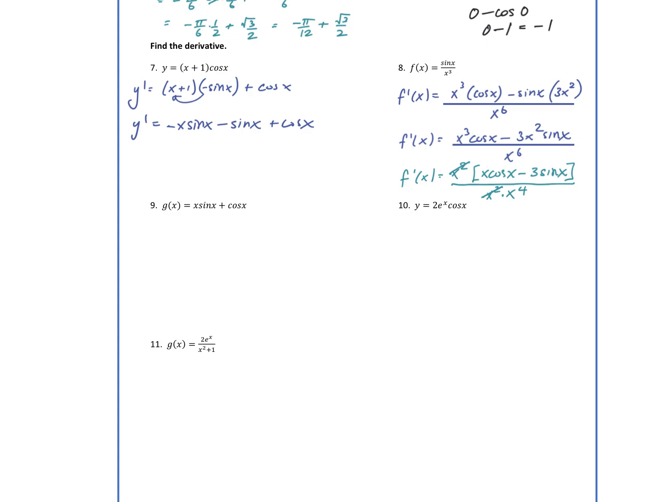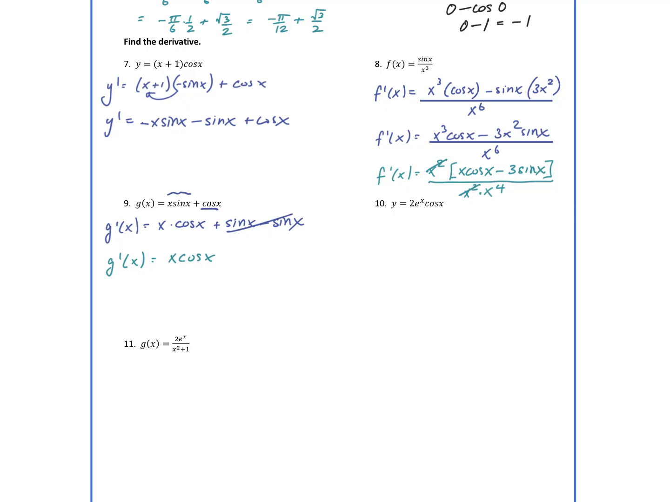For number 9, we've got g prime of x. It's the first times derivative of the second plus the second times derivative of the first, which is 1, and then that's by itself. So this was product rule here, and then I have cosine of x, which is negative sine of x. Cancel, cancel. G prime of x, we have x cosine x.